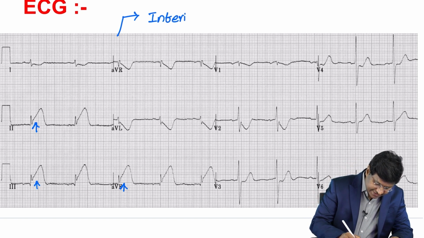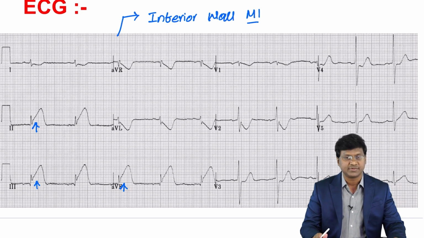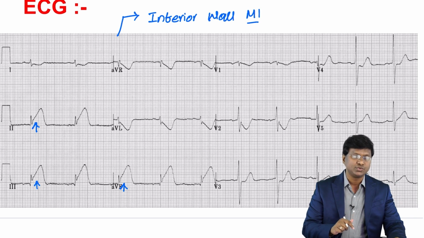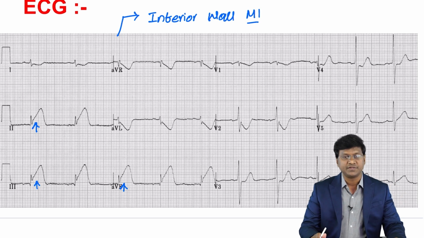Some of the students said, sir, it was anterior wall MI. Now let me tell you what exactly will be the difference in the ECGs between the inferior wall MI and the anterior wall MI. In inferior wall MI, there will be ST segment elevation in leads 2, 3, aVF, and the patient will present with acute onset chest pain. These patients with inferior wall MI can also have hypotension.